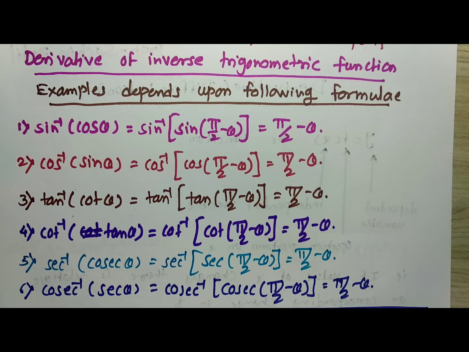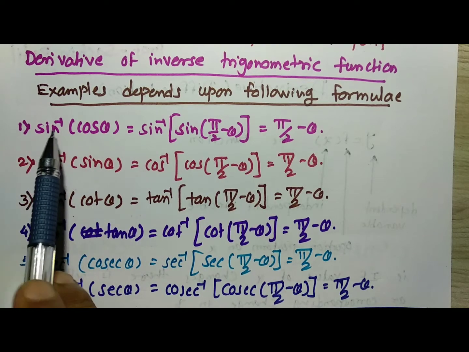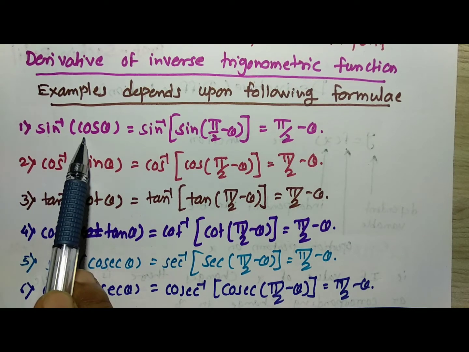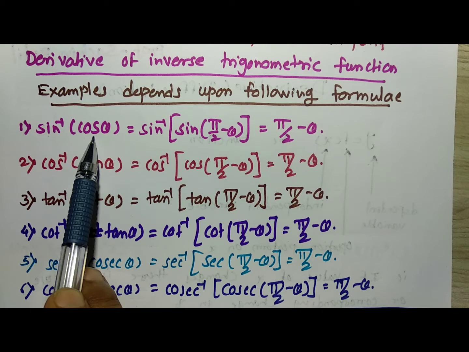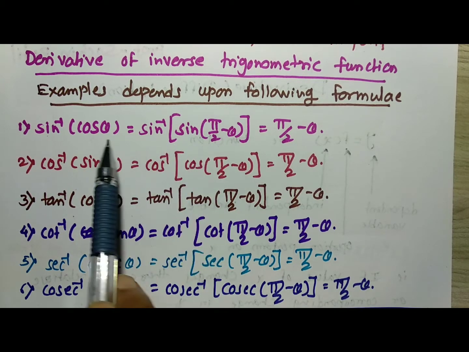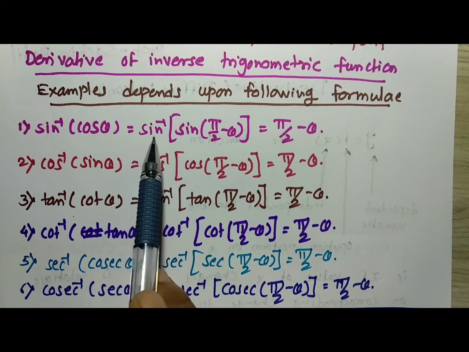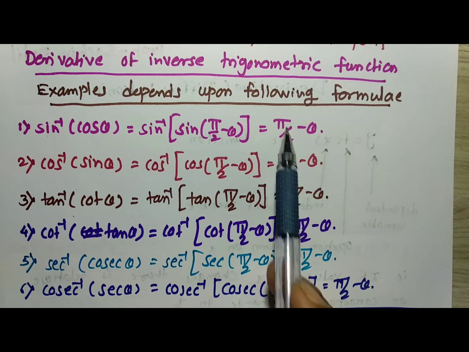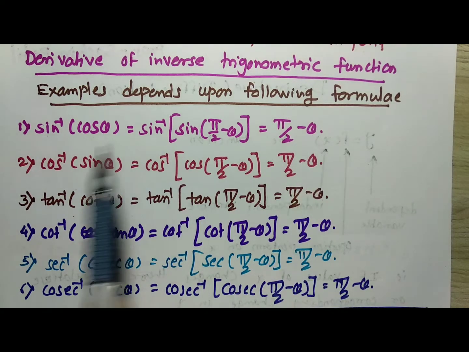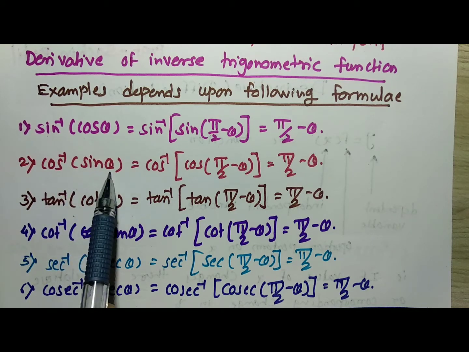Derivative or differentiation. Right now we are going with the derivative of inverse trigonometric functions, and right now we have to get the examples that depend on those formulas. That means sine inverse is outside and cos inside. At that time we will use the pi by 2 complementary angle formula, that means cos theta is equal to sine pi by 2 minus theta, and sine inverse and sine cancel each other. You will get pi by 2 minus theta here. Cos inverse sine theta, that means cos inverse is outside and sine theta is inside.